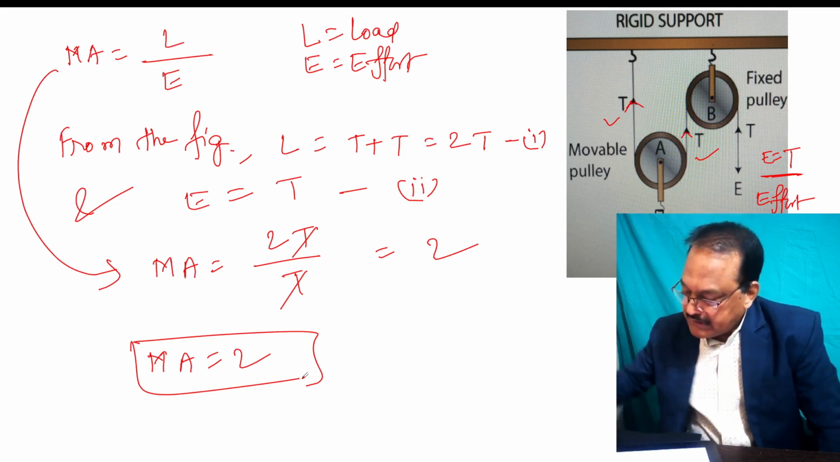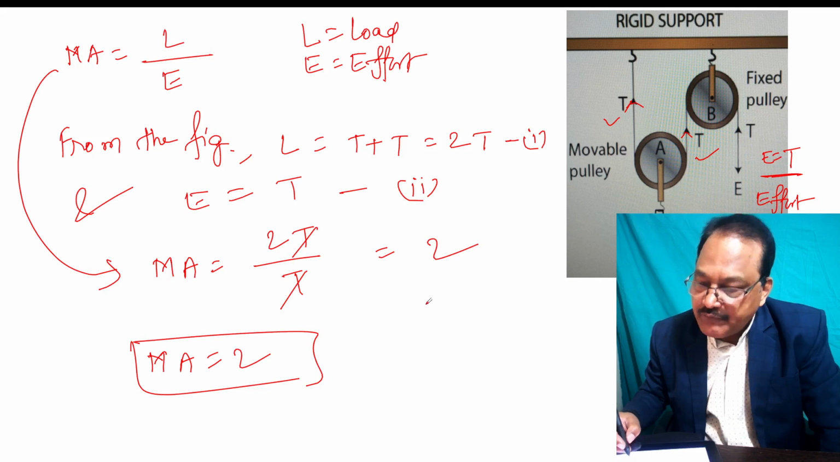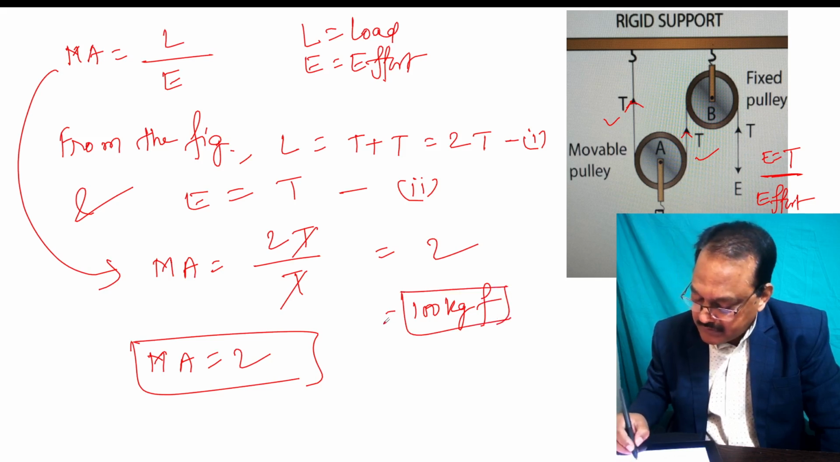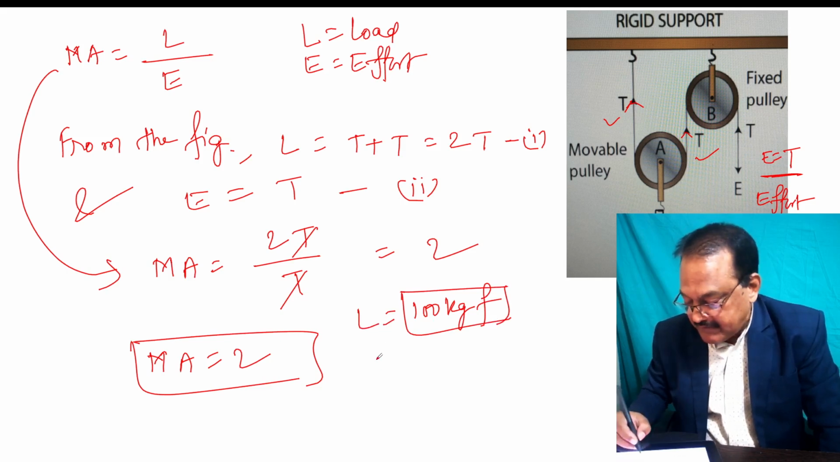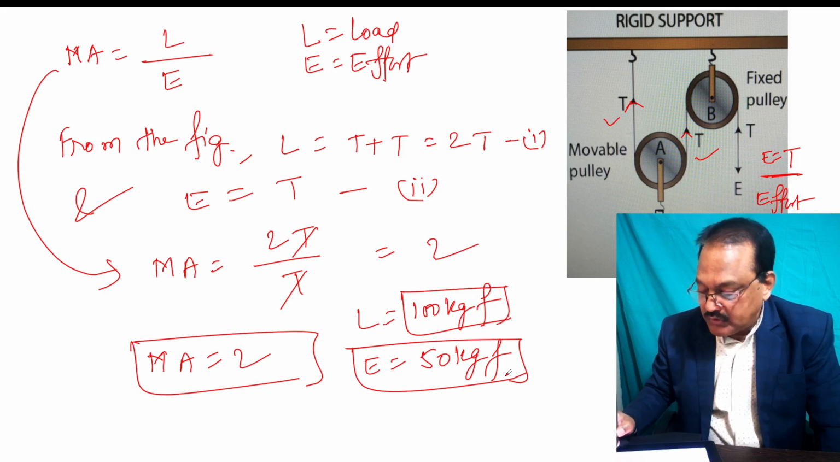For example, let us suppose we have to lift 100 kgf of load. Here L is 100 kgf. It means the effort applied will be only 50 kgf.